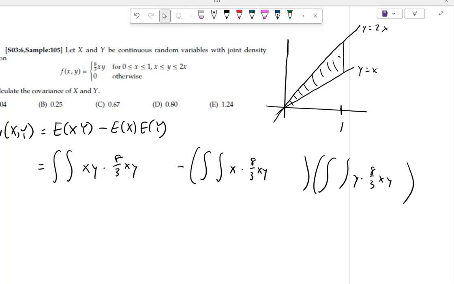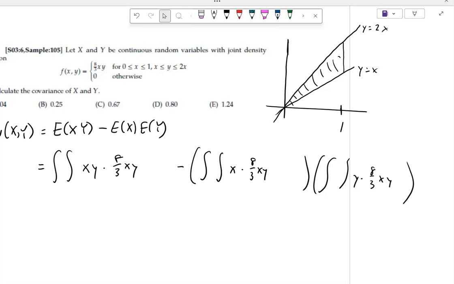In this case, it's hard to find the marginal for y. Not impossible, you can do it. It just takes more work, and then you've got a piecewise function, so then to find the mean, you'll have to integrate over a piecewise function. And I really don't want to do that. That's more work than is necessary.